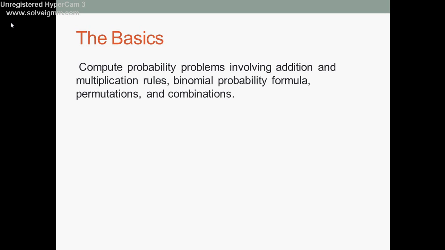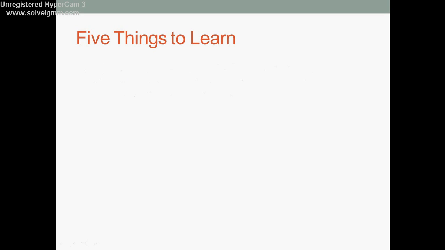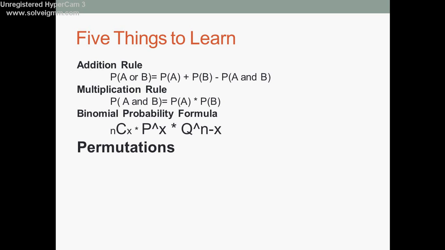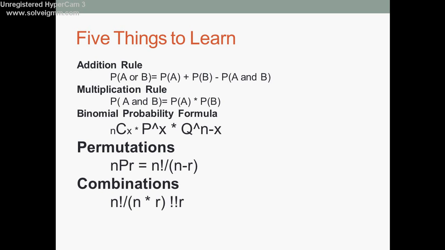The basics to this performance standard is to compute the probability problems involving addition and multiplication rules, binomial probability formula, permutations, and combinations. There are 5 things to learn in this performance standard: the addition rule, the multiplication rule, the binomial probability formula, permutations, and combinations. The most important ones to learn are the addition rule, the multiplication rule, and the binomial probability formula.